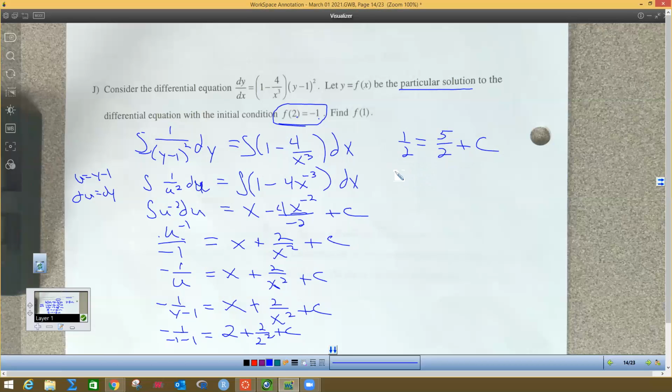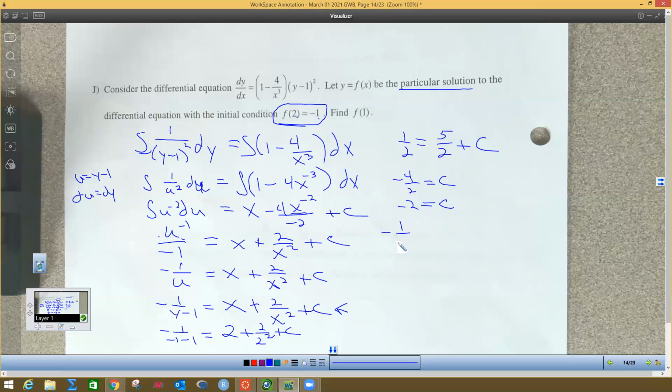And then I'm going to subtract 5 halves. So 1 minus 5 is going to be negative 4 halves, which means c is going to equal negative 2. So I'm going to come back down here. It was right here, and this one is where I plugged in the values of 2 and negative 1. So right here is where I've got to plug that c back in.